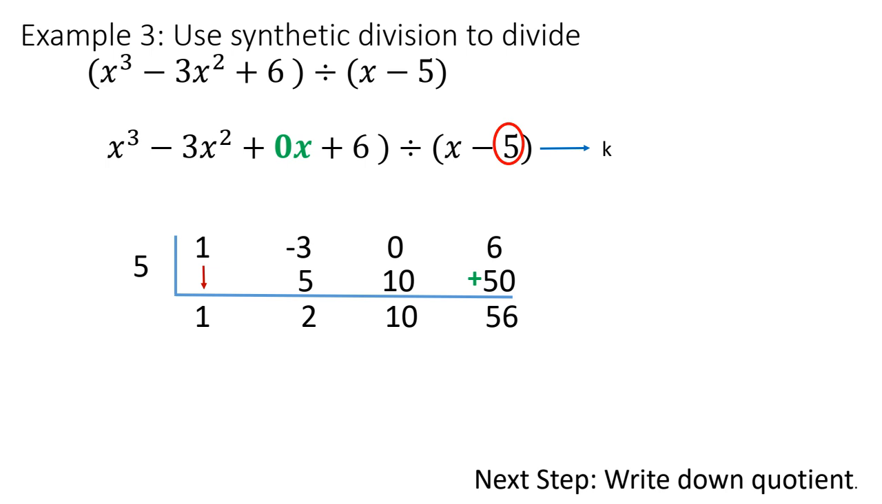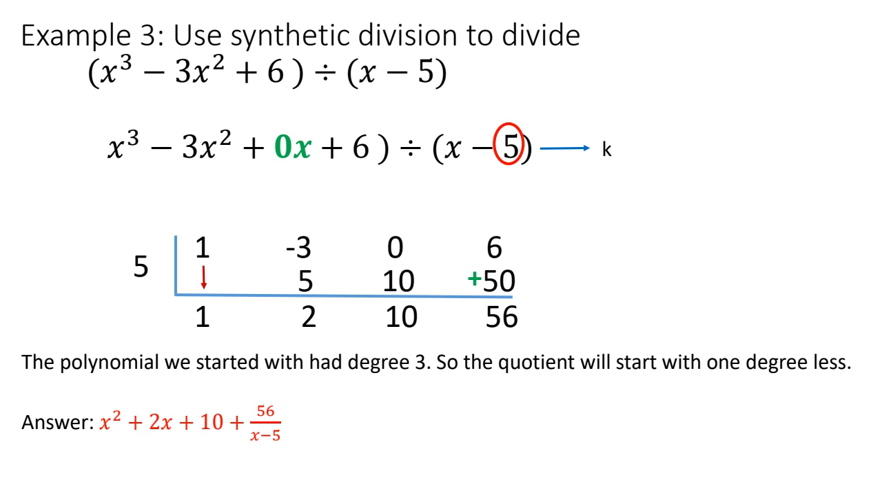Okay? So to write the polynomial from our synthetic division, again, we lost a degree. We had a degree of 3. Now we have x squared plus 2x plus 10 as my constant, and the last one is my remainder, so it's plus 56 divided by my divisor, which is x minus 5. Okay?